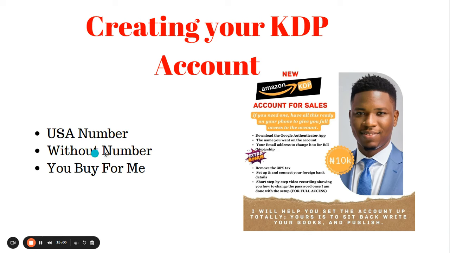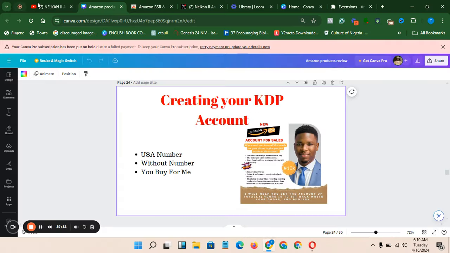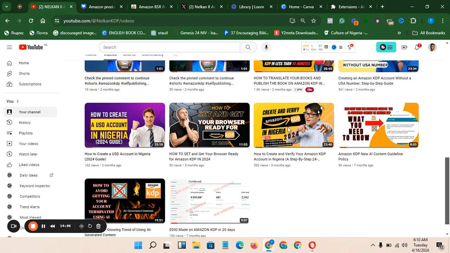Another option is using no number at all. But that one is a 50-50 thing. If you want to try it, it might work, it might not work. And for that, like I said, this is a video for it: how to create and verify an Amazon KDP account. This video, 23 minutes 40 seconds, is the one using the US number.